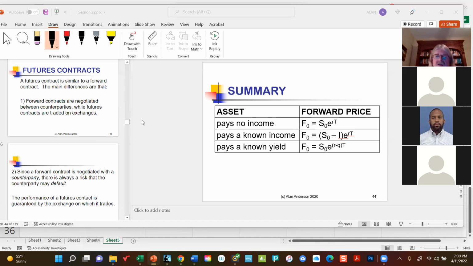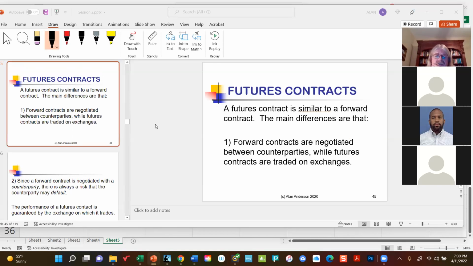So the prices will not necessarily match up with each other, but they won't be too far off either. So let's just briefly review the differences. Forward contracts are negotiated between counterparties in the over-the-counter market. Futures contracts are traded through organized exchanges like the Chicago Mercantile Exchange.